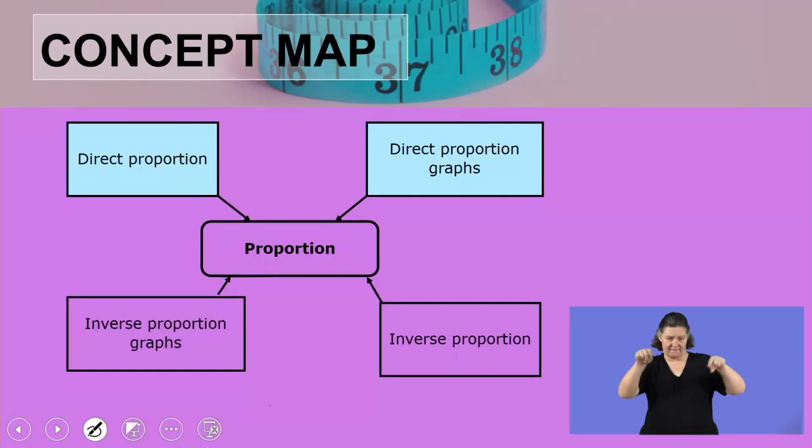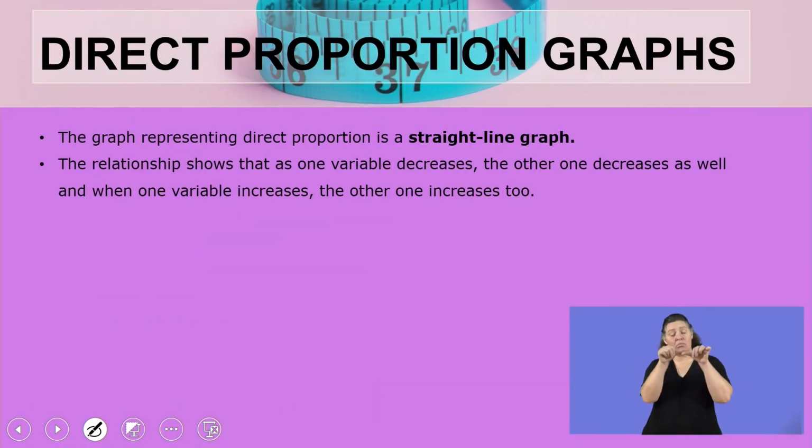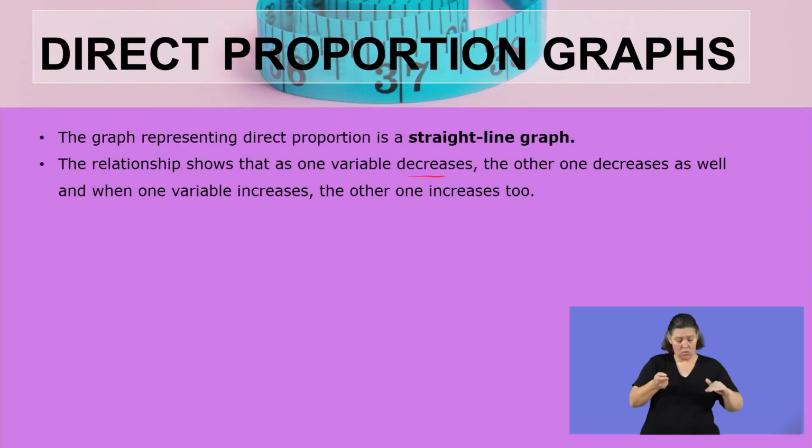Welcome back. Let us continue with the second concept, which is direct proportion graphs. The direct proportion graph is a straight line. It is a straight line mainly because when one variable decreases, the other one decreases as well, and when one variable increases, the other one increases as well. So what is key is that what is happening to one variable is happening to the other variable as well, just like the price of fuel and the price of food.